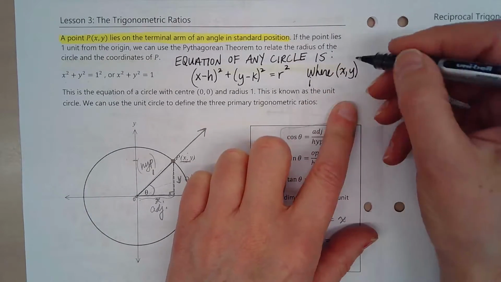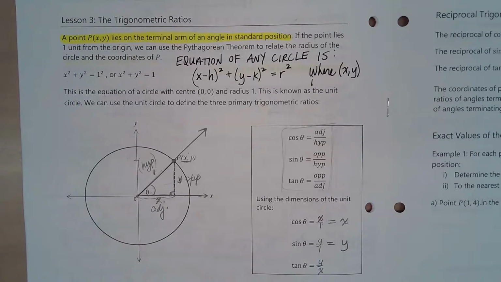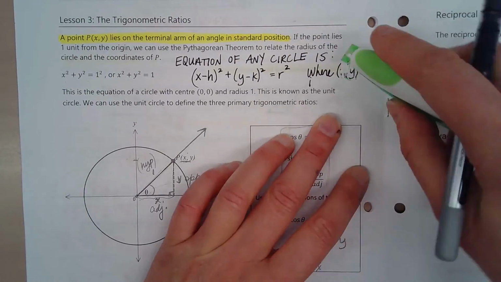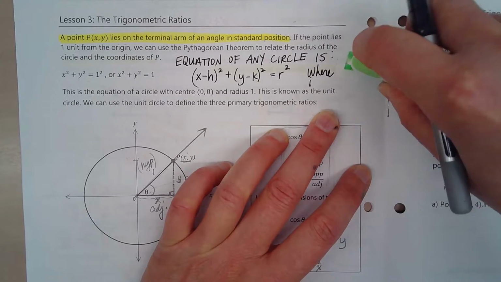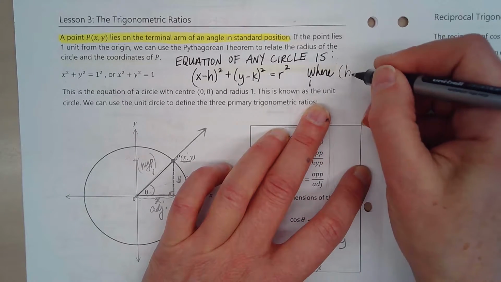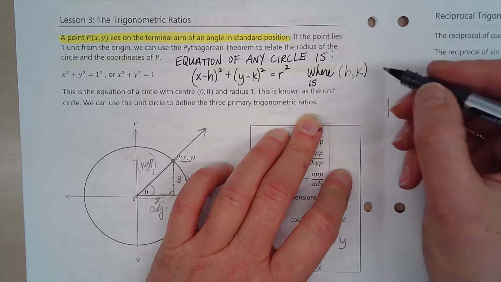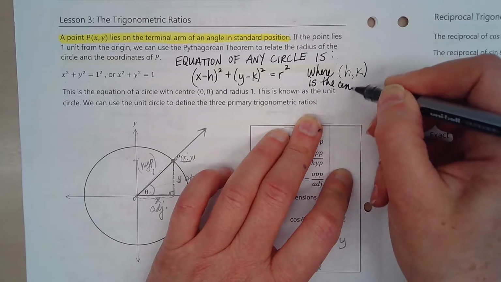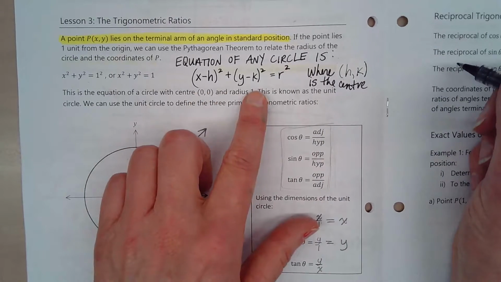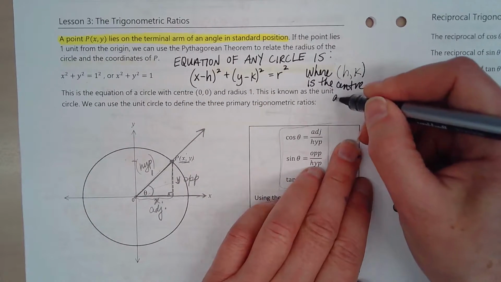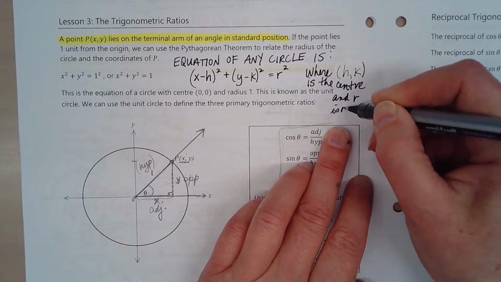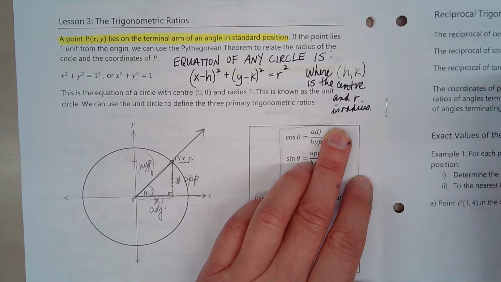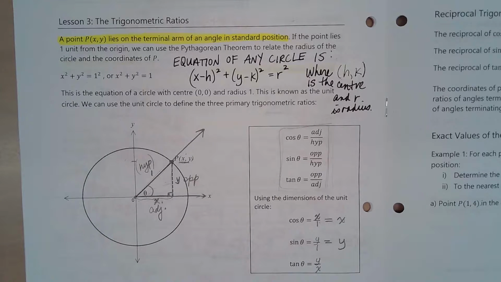h, k, sorry, not x, y. What does h, k represent? I heard someone say that they'd seen this before. What do you think h, k represents in regards to the circle? It's the center. h, k are the coordinates of the center. And what do you think r represents? Radius, because that's all you need to know to be able to draw or locate a circle. You need to know where to plot the center, and then what the radius is. As long as you have the radius, you can draw the circle.